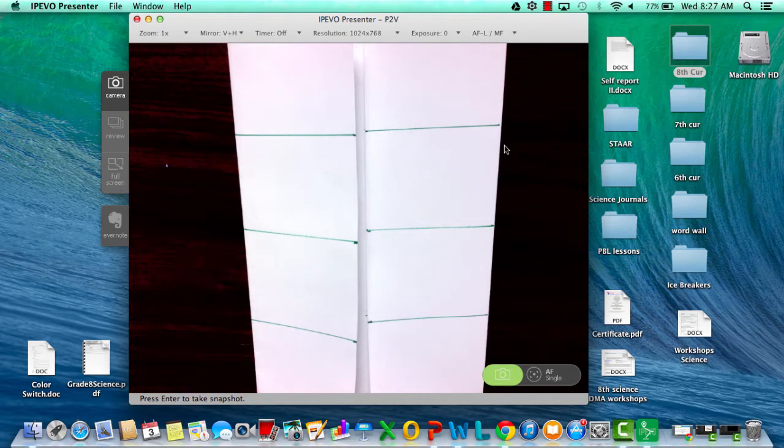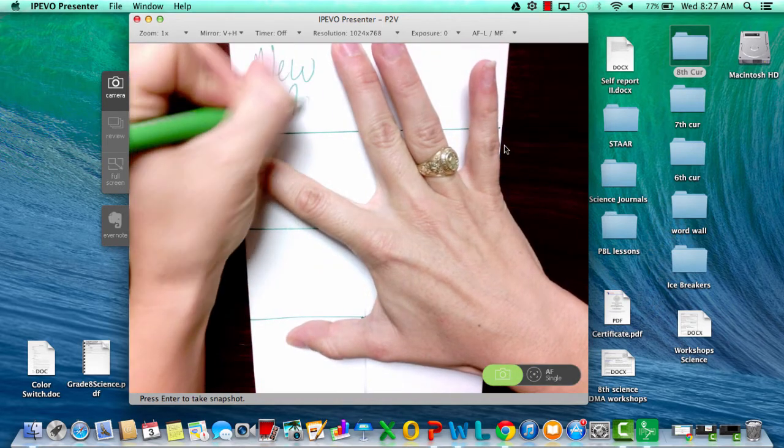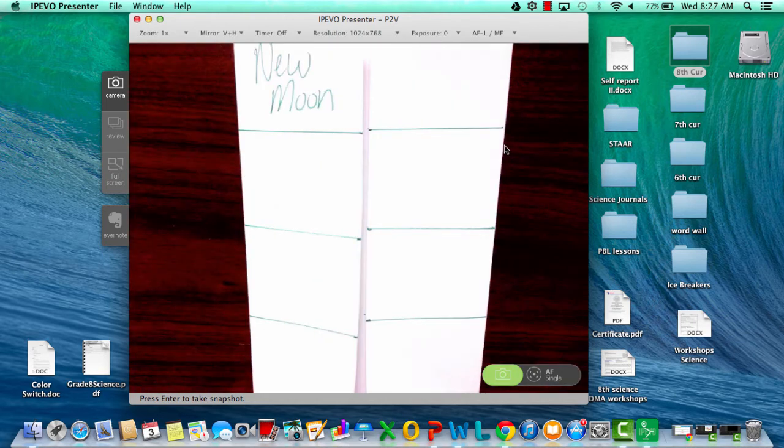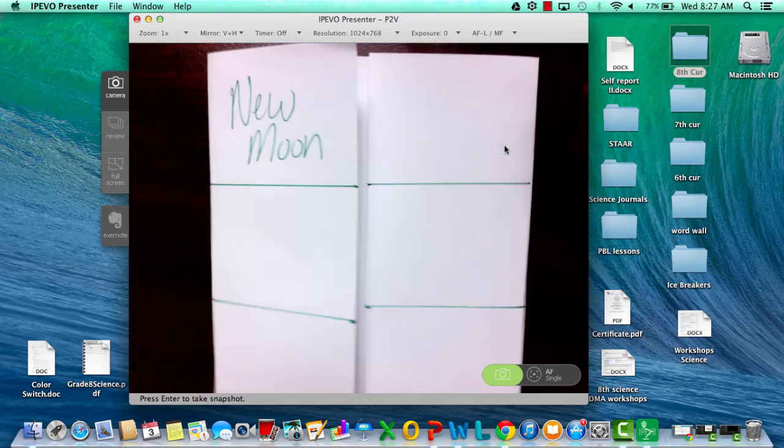Okay, so the first thing we're going to start with is the way the lunar cycle always starts, and that is with the new moon. The new moon is always going to be the first phase. It marks a new cycle, hence why they call it new moon. So let's write new moon on the outside. I'm going to zoom in a little bit so y'all can see it.